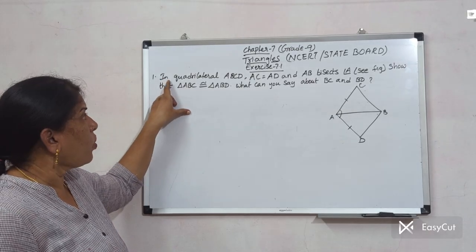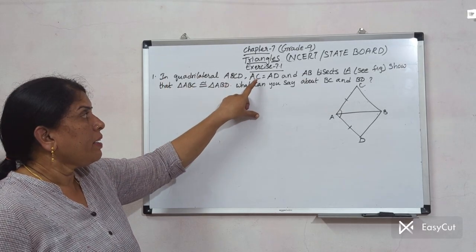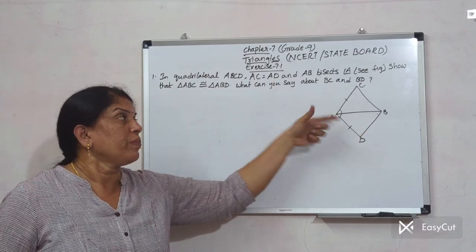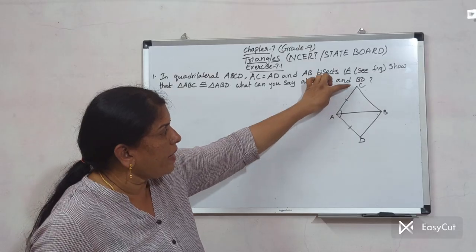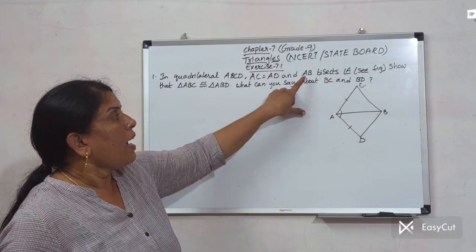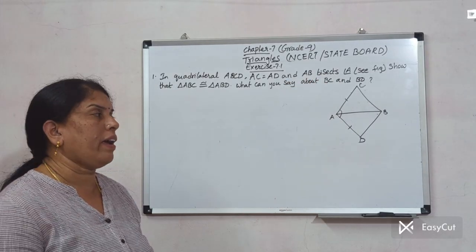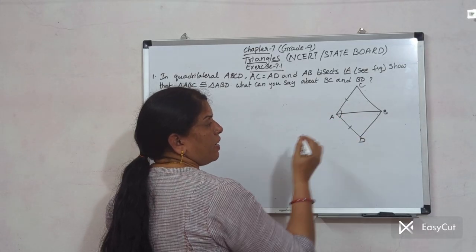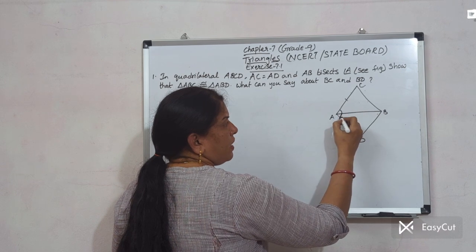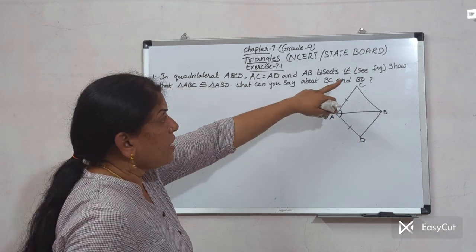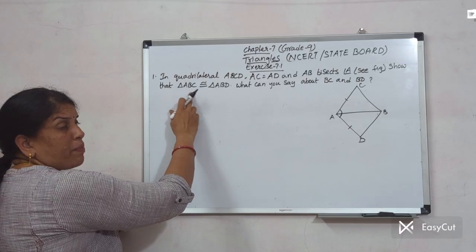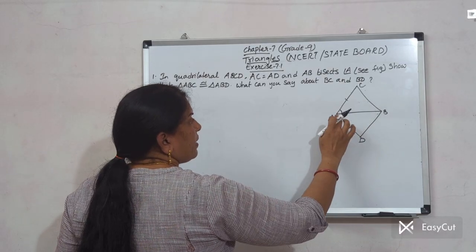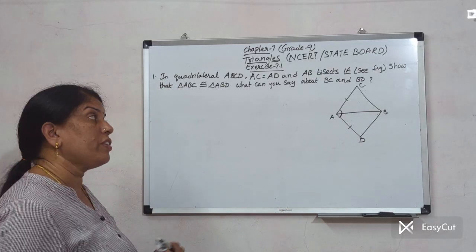First question. In quadrilateral ABCD, AC is equal to AD. They have given the quadrilateral ABCD. In this, AC and AD are equal, and AB bisects angle A. That means this line AB is bisecting angle A. See the figure. Show that triangle ABC is congruent to triangle ABD. We should show whether triangles ABC and ABD are congruent or not.